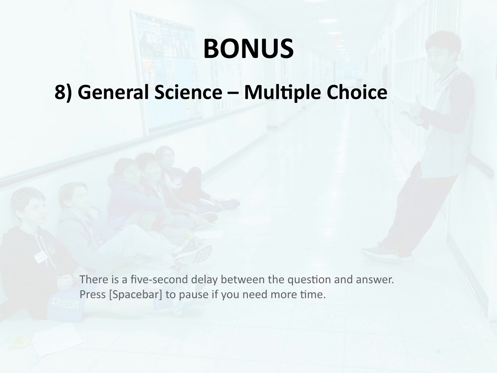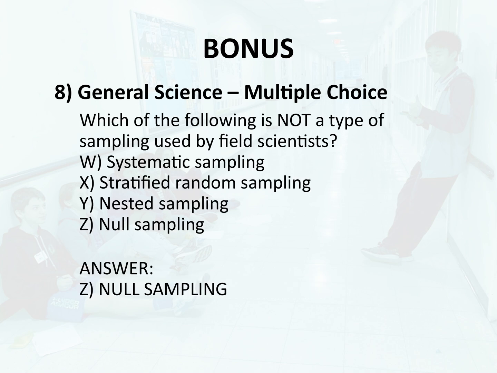Bonus 8. General science, multiple choice. Which of the following is not a type of sampling used by field scientists? W. Systematic sampling. X. Stratified random sampling. Y. Nested sampling. Z. Null sampling. Answer. Z. Null sampling.